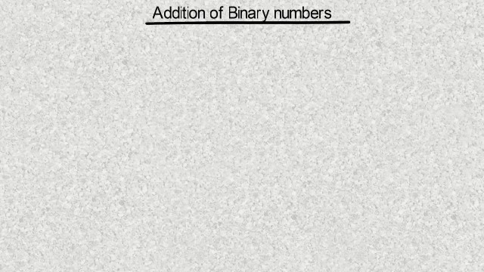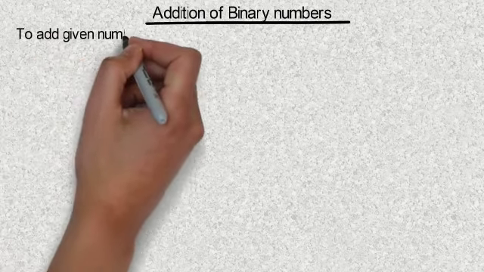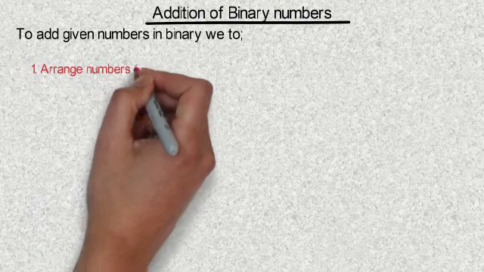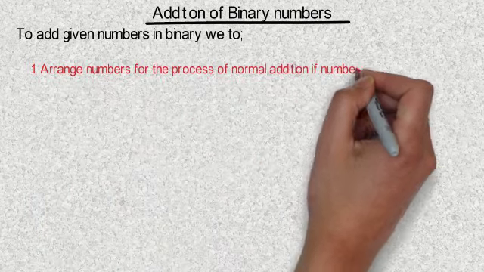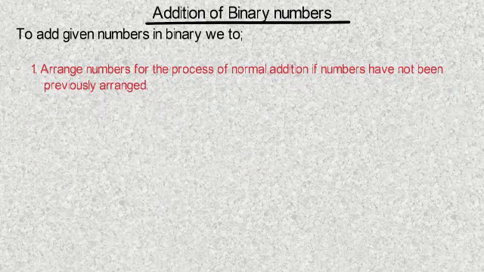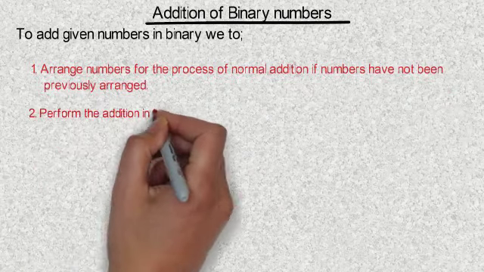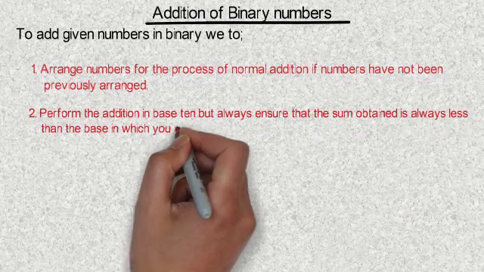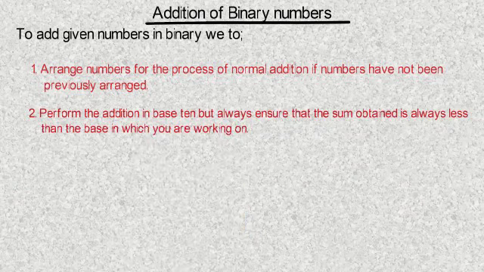So note that the operation of addition can only be performed on numbers with the same base. So we cannot add a number in base 10 to a number in base 2. So to add given numbers in binary, we have to: 1. Arrange numbers for the process of normal addition if numbers have not been previously arranged. 2. Perform the addition in base 10, but always ensure that the sum obtained is always less than the base in which you are working on.